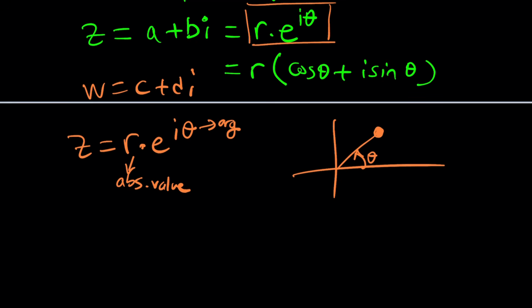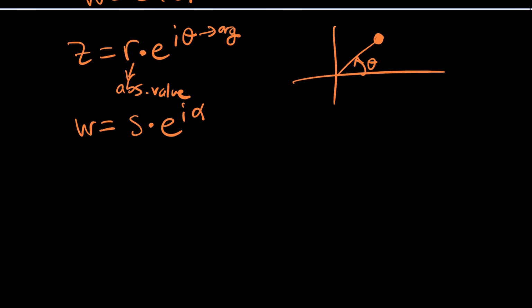Okay, great. So what about W? Let's go ahead and call that s times e to the power i alpha. Obviously, they don't have to have the same moduli and arguments, so we can make them different, okay? In this case, s represents the absolute value of W. Great. Let's go ahead and plug these in now.